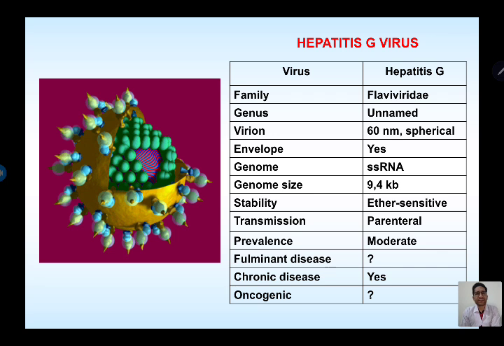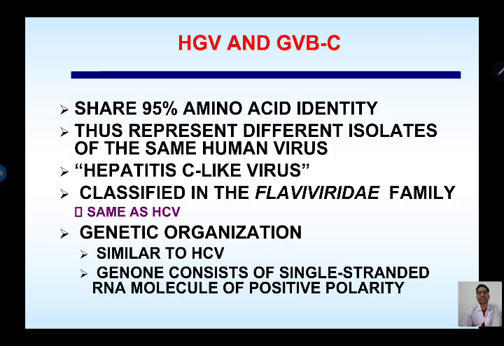Hepatitis G virus: family is Flaviviridae, genus is unnamed, virion is 60 nanometers spherical, envelope is yes, genome is ssRNA, genome size is 9.4 kb, stability is ether sensitive, transmission moderate, fulminant disease is yes, chronic disease is yes, oncogenic is maybe. Hepatitis G virus and GBV-C share 95% amino acid identity, thus they represent different isolates of the same human virus.